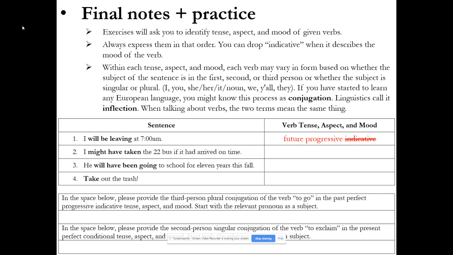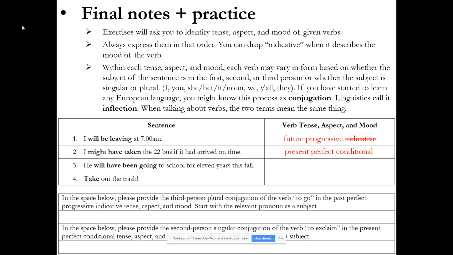"I might have taken the 22 bus if it had arrived on time." Might is one of those conditional words, so you know we're in the conditional mood. Have automatically tells you it's in the perfect aspect, right? And then taken. Have taken together is the present perfect. So present perfect conditional. Okay.